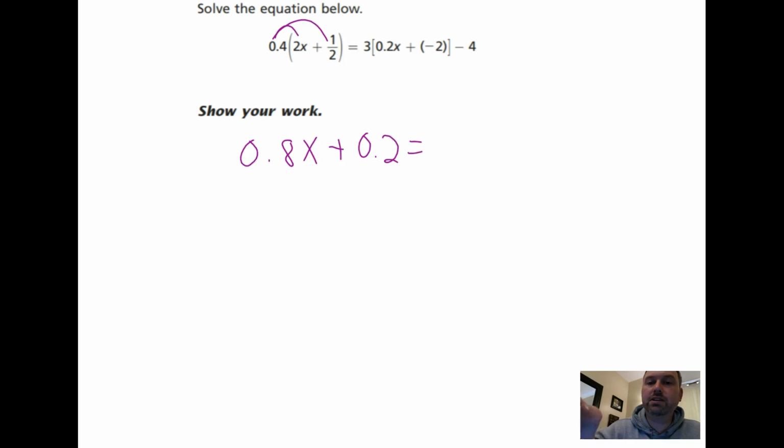Now here it may look a little different. You've got some brackets here, and you've got a number in parentheses right here. Don't let it throw you off. You're still just distributing. If you see a symbol you haven't seen before, don't panic. Just distribute. In this case, 3 times 0.2x and 3 times negative 2. This gives me 0.6x. 3 times negative 2 is negative 6, and then be sure you bring down that minus 4.